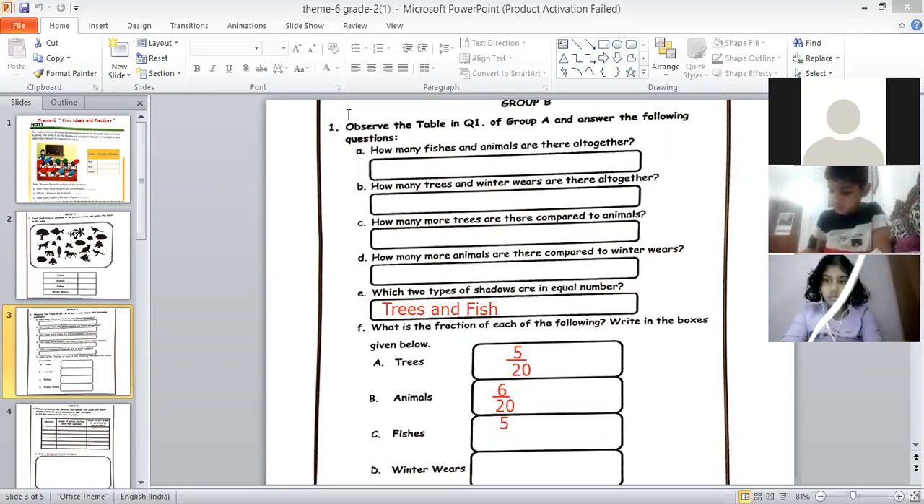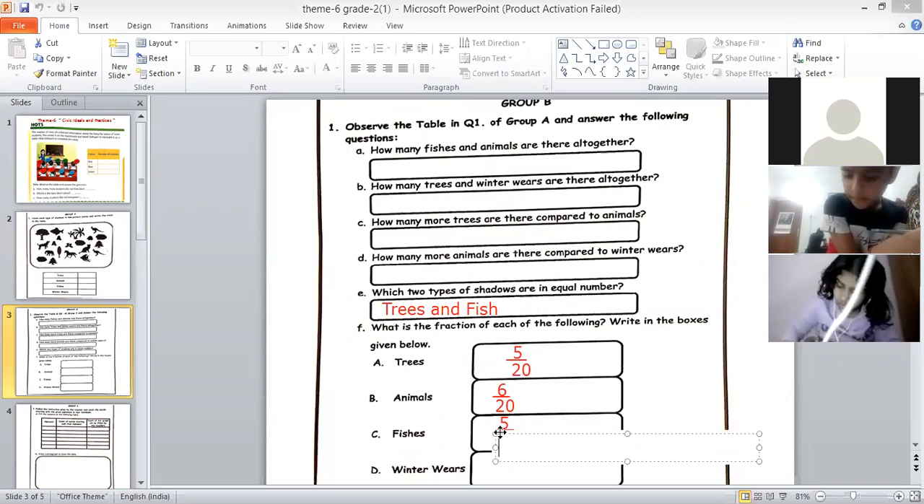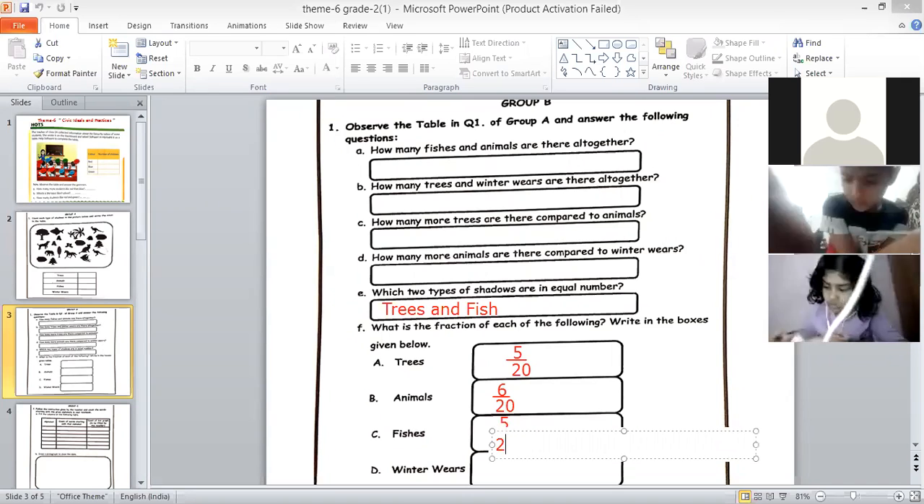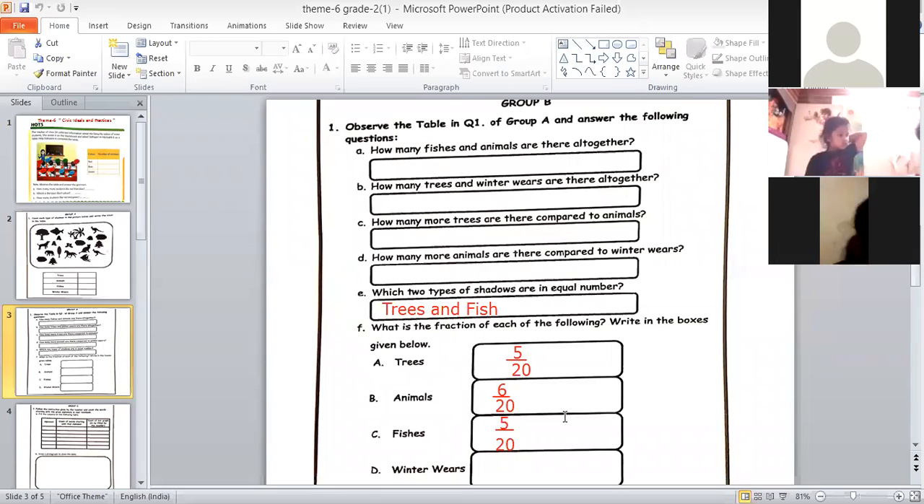Then what we will do? We have to write the fraction here. So we will draw a small line below this 5. Now, Supratik, tell me total number of shadows. 20, ma'am. You have to count all the shadows together. So there are 20 shadows. So we'll write 20 below the line. Now, what is the fraction, Supratik?